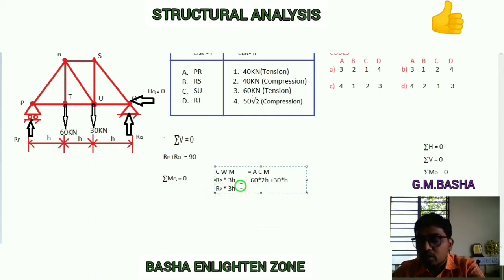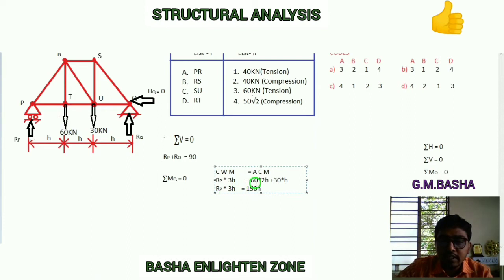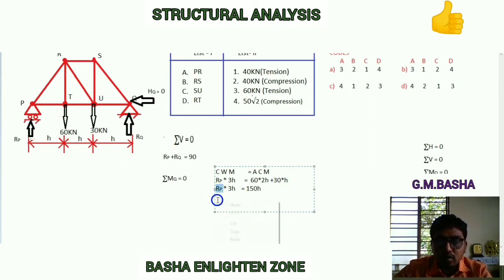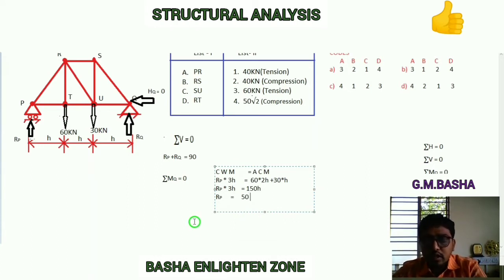So that one will be equal to 150 into H. Therefore, if you cancel these two values H and H and simplify this one, it will go up to 50 times 3. I am sending this one to this side, so H into H cancels, 3 into 50. Therefore, RP will be equal to 50, which was in kilonewton.